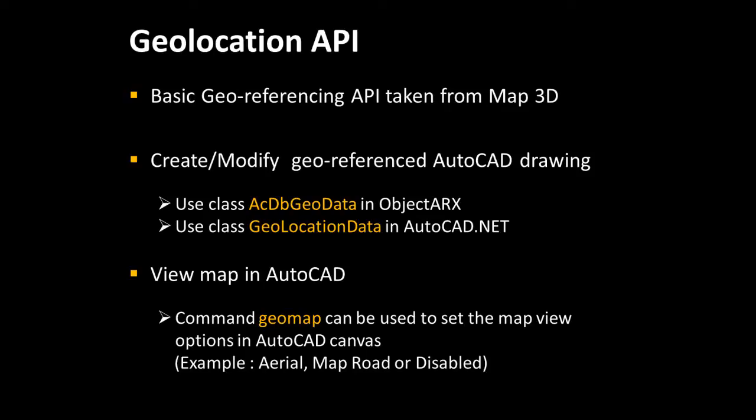And basically it provides two new classes, AcDbGeoData in ObjectARX and GeoLocationData in AutoCAD .NET. And those objects allow you to convert from latitude and longitude to DWG points, and the other way around, from DWG coordinates into latitude and longitude. As well, the command GEOMAP can be used in order to send commands to AutoCAD and modify the map view.